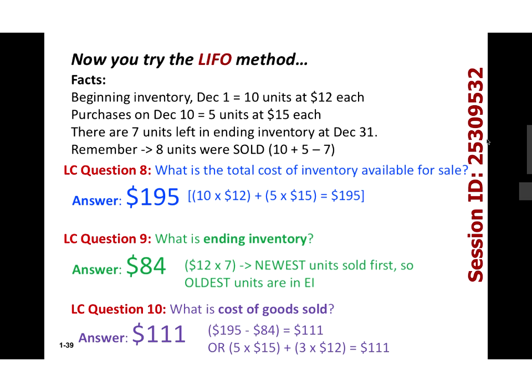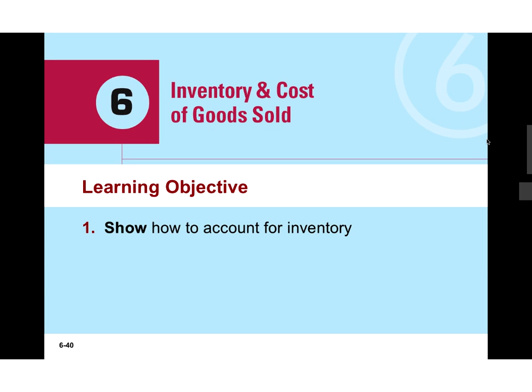You can also go back and pull 5 units from purchases and 3 units from beginning inventory if you want to do it that way. So what we've done now is you've been exposed to all four methods, and we're going to do more practicing, but what we're going to do next is talk about the balance sheet.